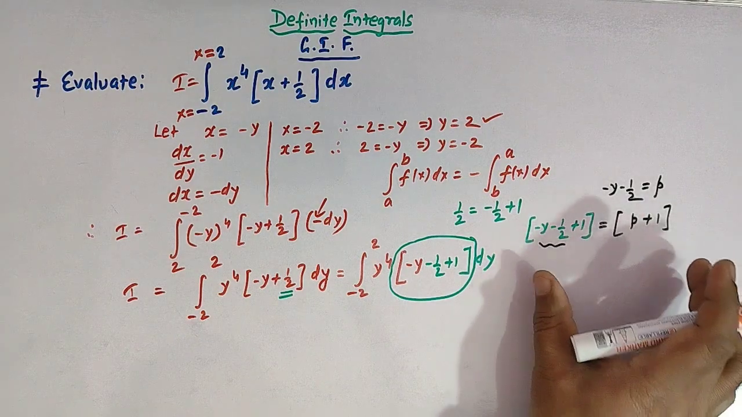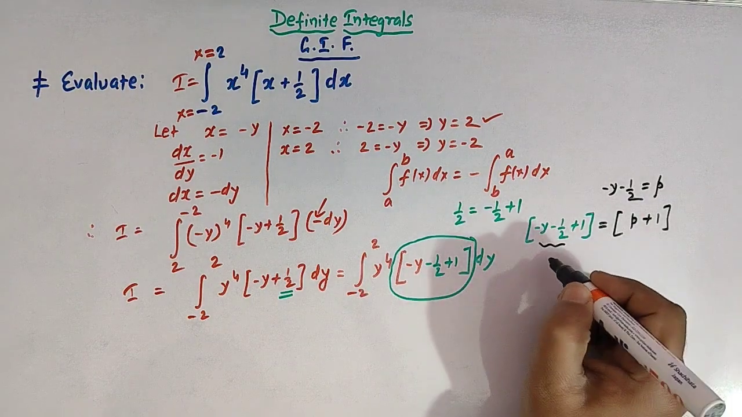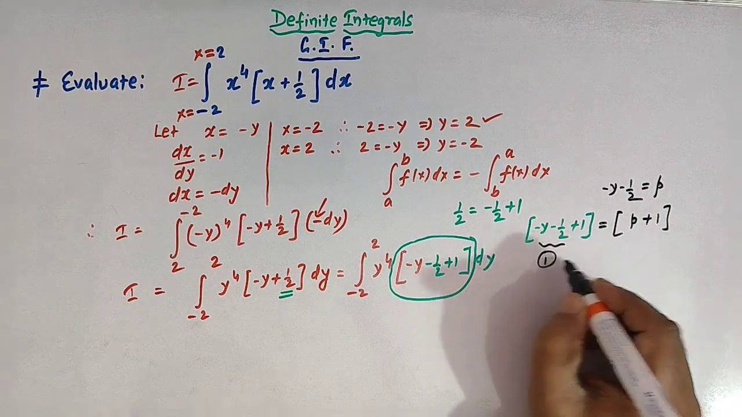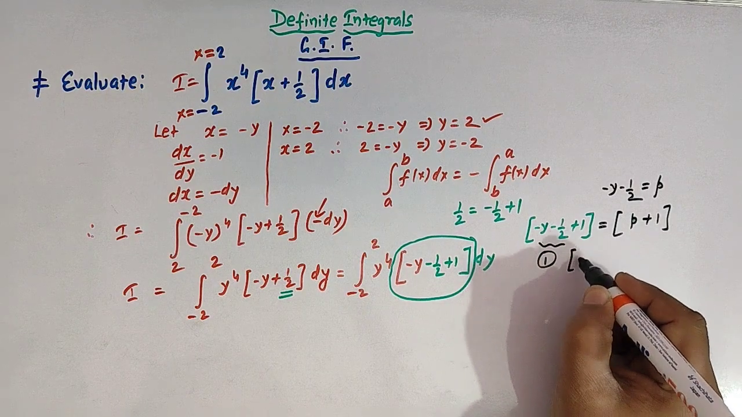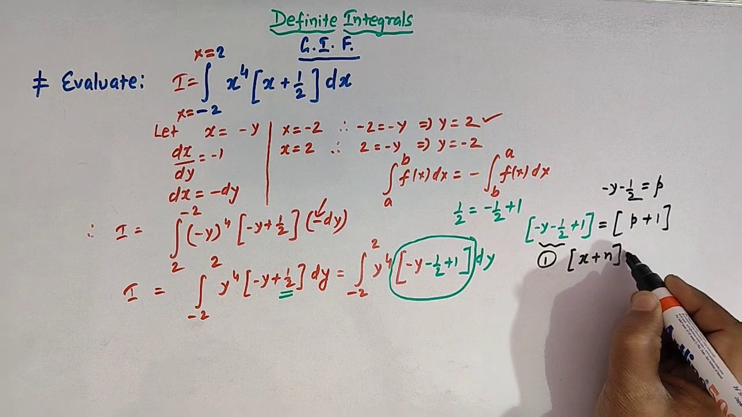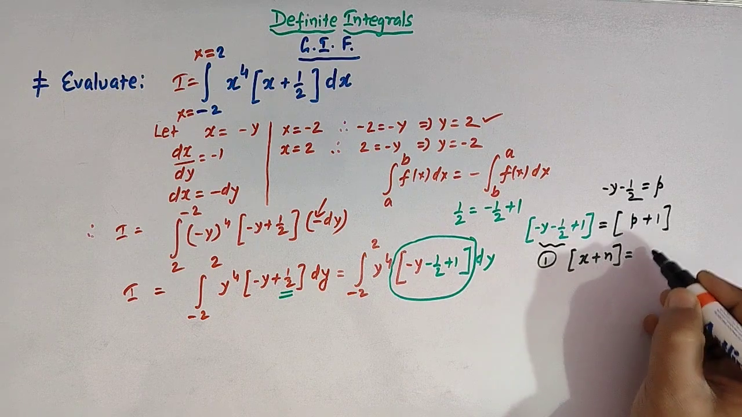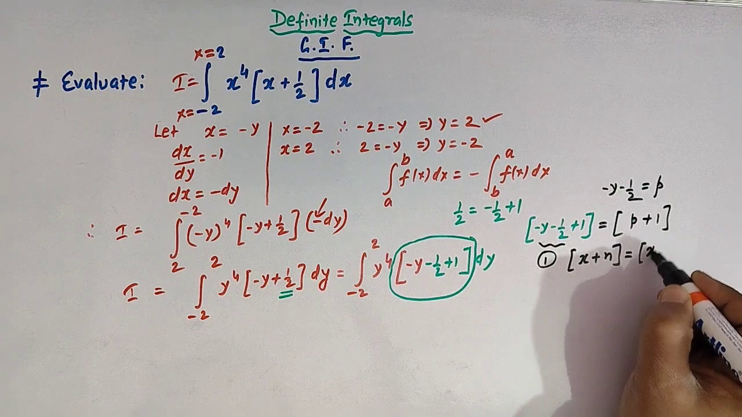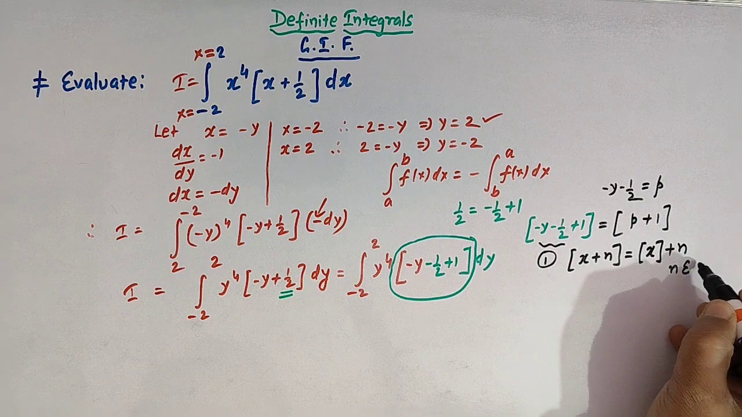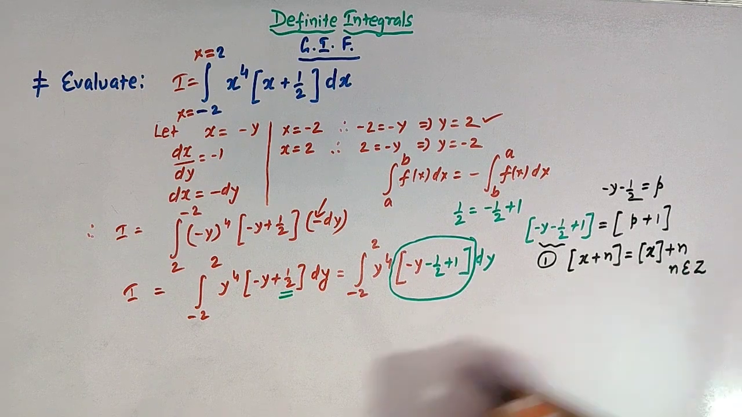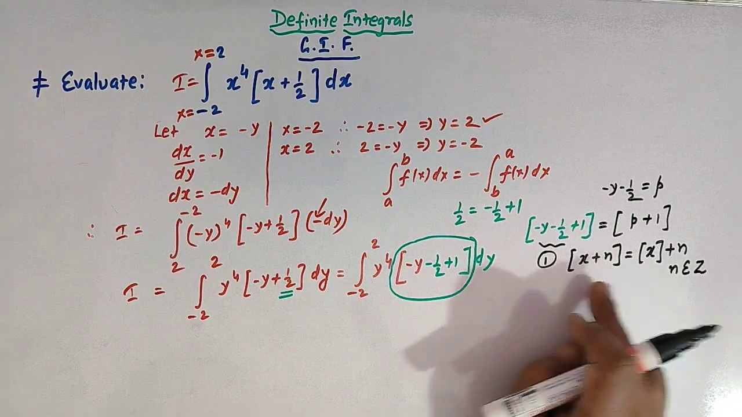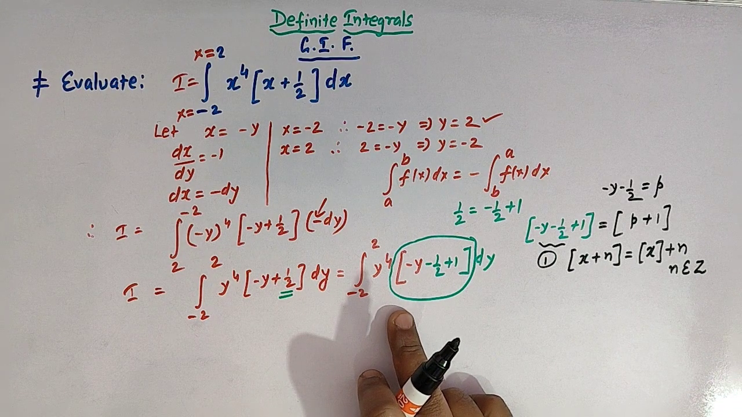So here we'll now first apply the property of greatest integer function, which says that if we have the greatest integer of x plus n, where n is some integer, then we can write this as the greatest integer of x plus n, where n belongs to the set of integers. So this is the first property which we are going to apply to this integral.